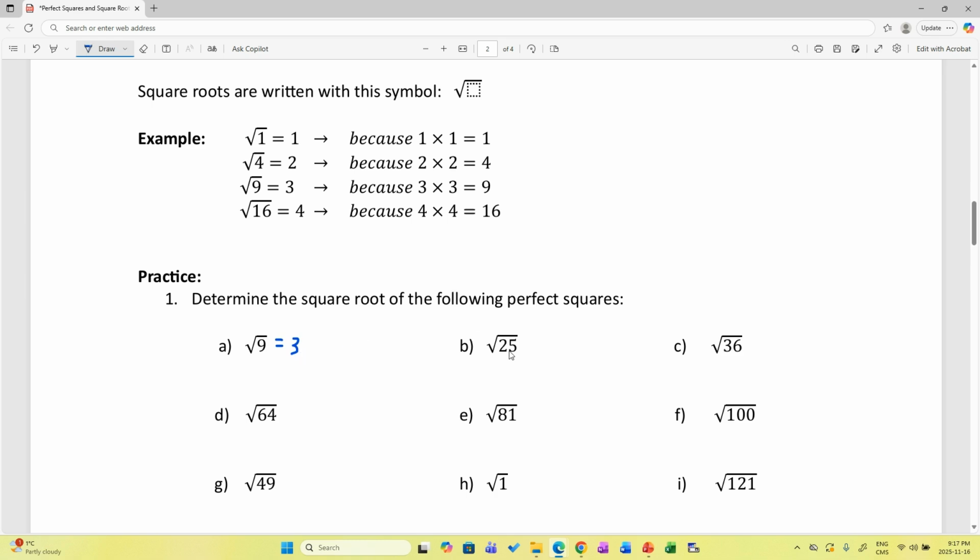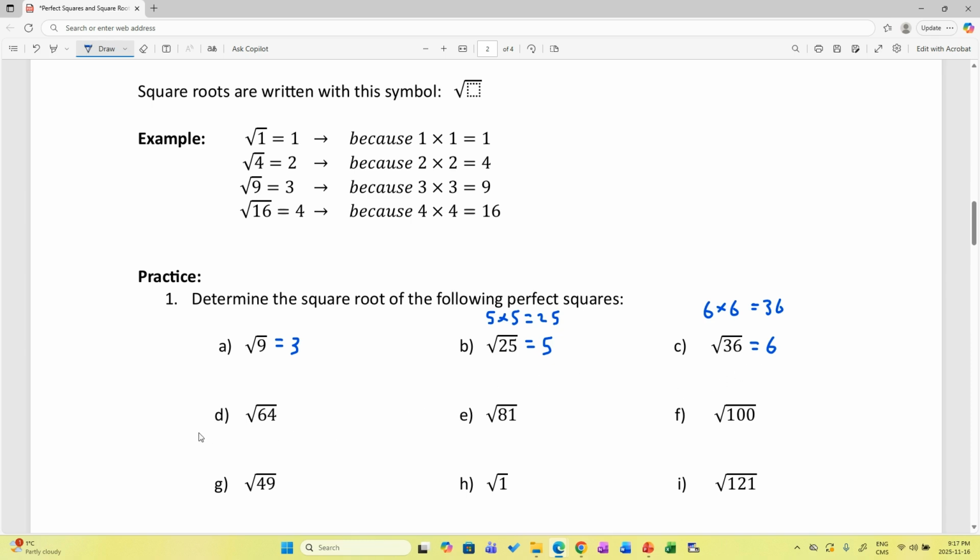The square root of 25. Is there a number that can be multiplied by itself to get to 25? In this case, there is, right? 5 times 5 gets 25. Hence, the square root of 25 is just going to be 5. What about the square root of 36? Are there two numbers that can multiply by itself to get to 36? In this case, there is. 6 times 6 gets me 36. Hence, the square root of 36 is just going to be 6.